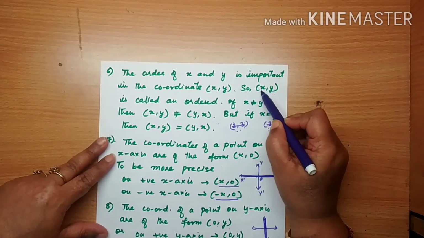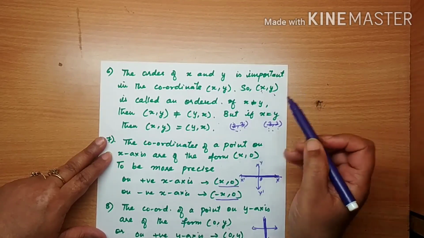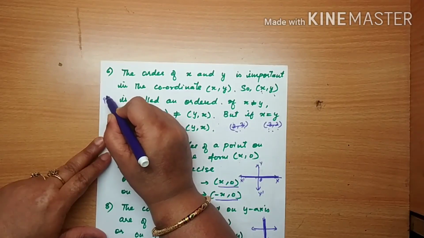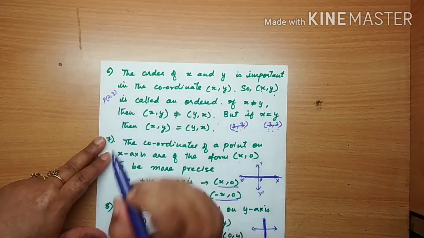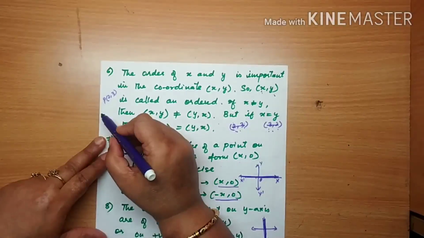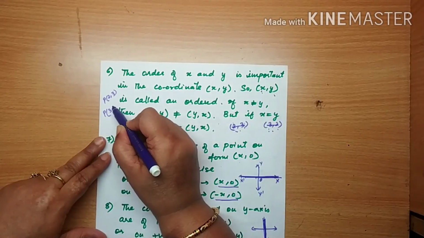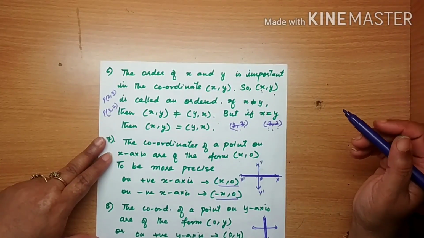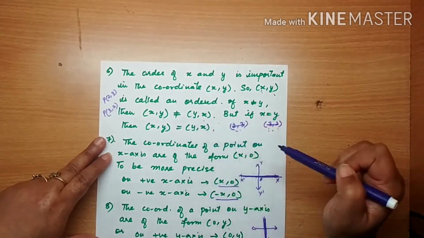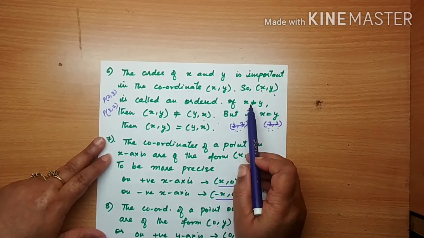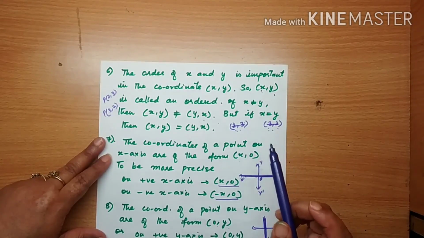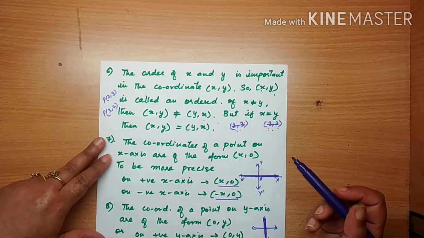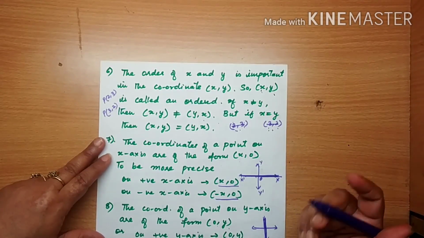Next we discussed that the order of x and y is very important. The x-coordinate is always first and the y-coordinate is always the second one. Suppose x is not equal to y. If x is 2 and y is 3, we have the point (2, 3), and if I write y first, the point will become (3, 2). (2, 3) and (3, 2) are not the same points. They will be two different points. So these are not equal. That is why the order is very important. You need to always write the x-coordinate first and the y-coordinate later. But in case x is equal to y, suppose (1, 1), (2, 2), (3, 3), then it doesn't matter.